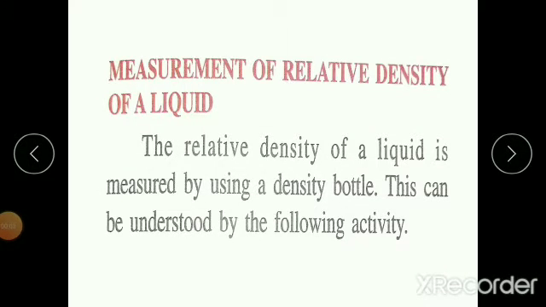So we were doing chapter 2, physical quantities and measurement. Hope you have gone through all the videos and understood the concepts. In the previous video we have seen how to find out the density and also the relative density. So in today's class let's see the measurement of relative density of a liquid. The relative density of a liquid is measured by using the density bottle. This can be understood by the following activity.